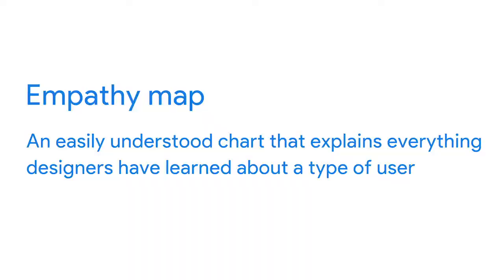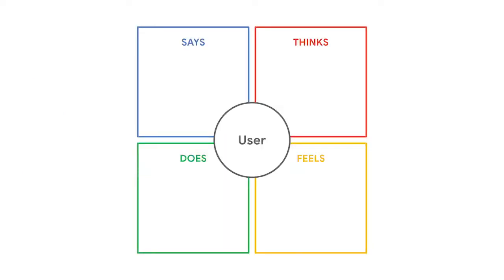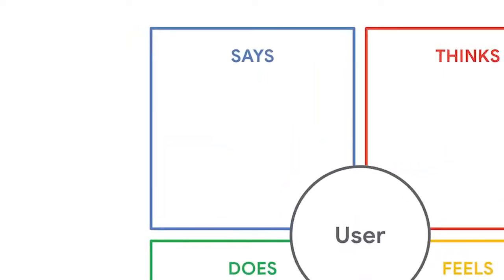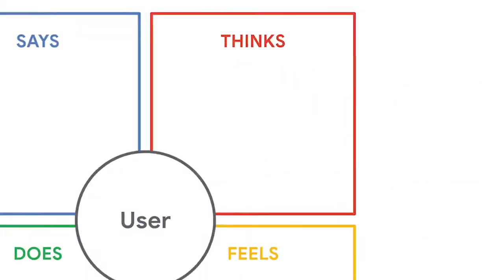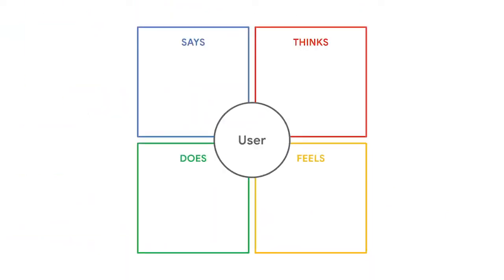One way that we can visualize empathy is by creating an empathy map. An empathy map is an easily understood chart that explains everything designers have learned about a type of user. An empathy map consists of 4 squares, which show what the user says, does, thinks, and feels. The word user goes in the middle, right where these squares intersect. Now you're ready to fill in the squares.